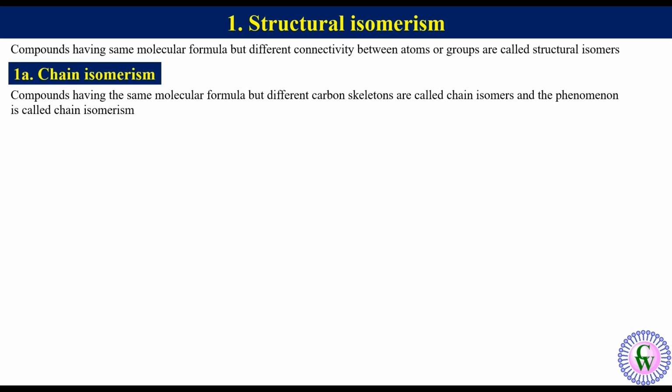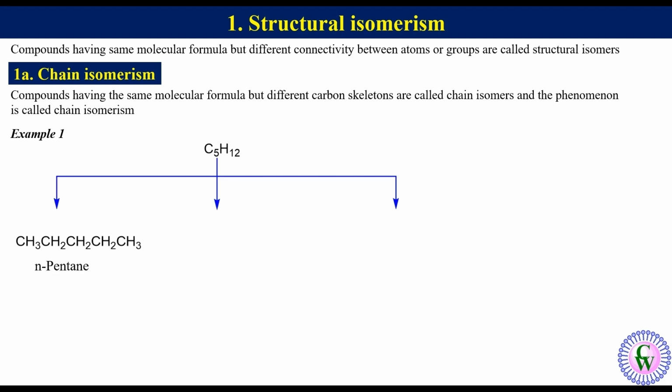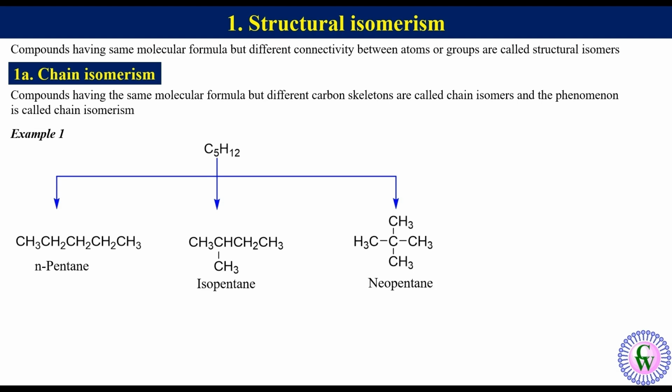For example, molecular formula C5H12 is the common molecular formula for 3 different compounds: normal pentane, isopentane, and neopentane. We can see here that they have different carbon skeletons but same molecular formula. So they are the example of chain isomers, and this phenomenon is called chain isomerism.